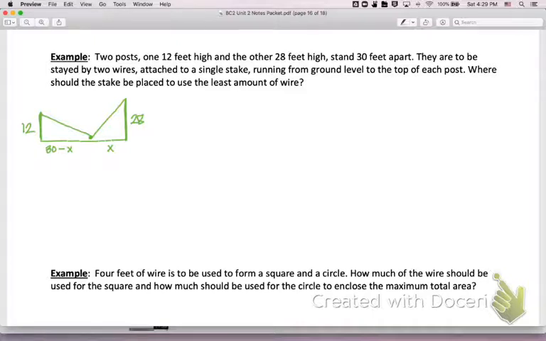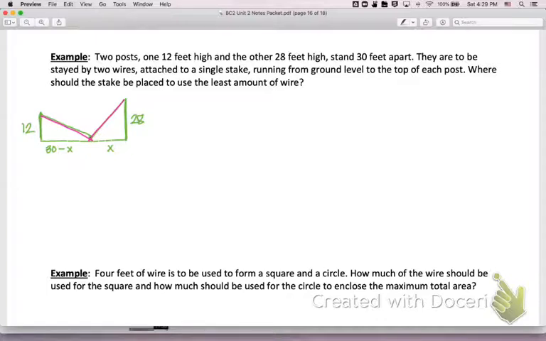So we need to come up with an equation. What are we trying to maximize or minimize? The question says we want to use the least amount of wire. So what we want to minimize is the total of these two hypotenuses here, because that's going to be the amount of wire that we use.